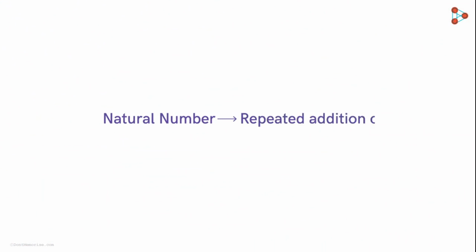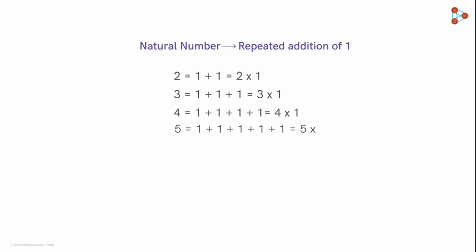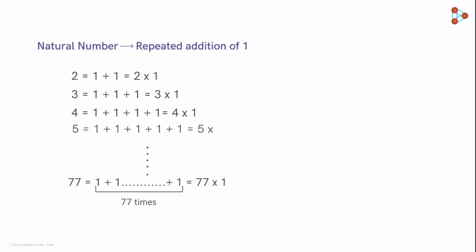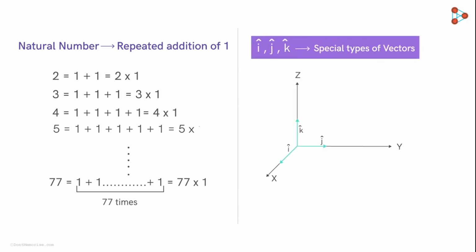We know that any natural number can be written as a repeated addition of the number 1. 2 can be written as 1 plus 1, which is 2 times 1. 3 is 1 plus 1 plus 1, that is 3 times 1, and so on. So any natural number is just the number 1 added to itself a few times. Similarly for vectors, there exist some special vectors similar to the number 1. These vectors, i hat, j hat, and k hat, are some examples of them. In the three-dimensional space, they act like the number 1 for different directions like this.